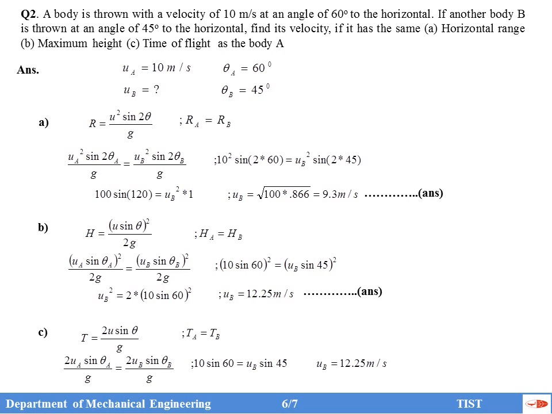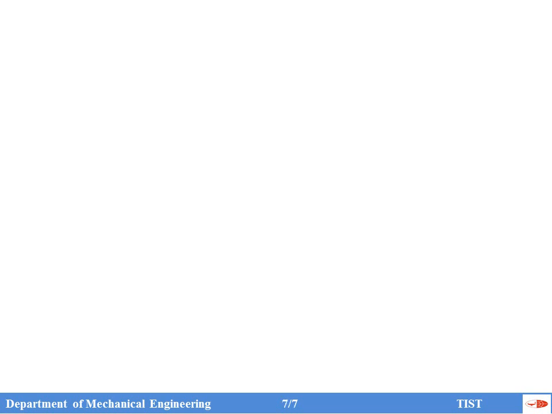So in this question the only thing is you should know the expression for R, H and T. If you know that expression, you can simply put the values and do the problem here. Okay, now we will solve one more problem and we will wind up this section of projectile motion, and in the next video we will discuss the kinetics of curvilinear translation, and that's all about module 4.